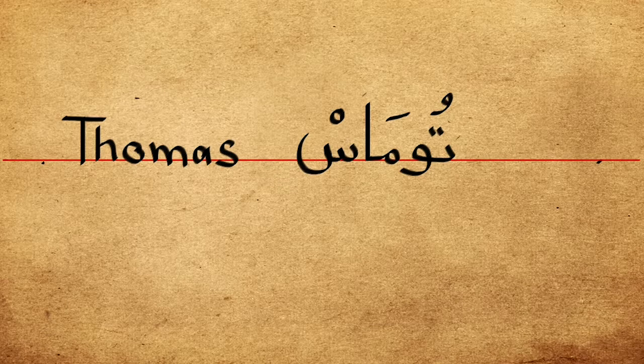Thomas. Here's the initial shape of the letter Ta, and here's Waw, the initial form of the letter Meme, and here's Aleph, and the final form of the letter Sin. The next is Charlie.